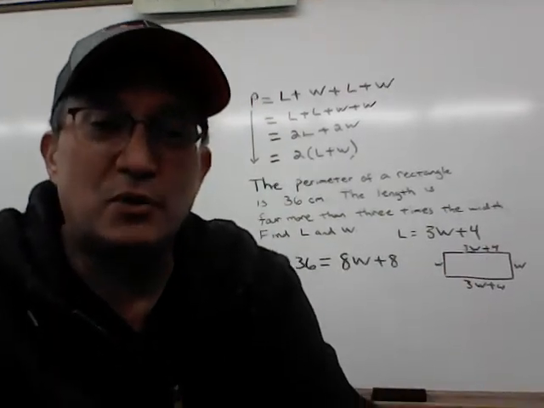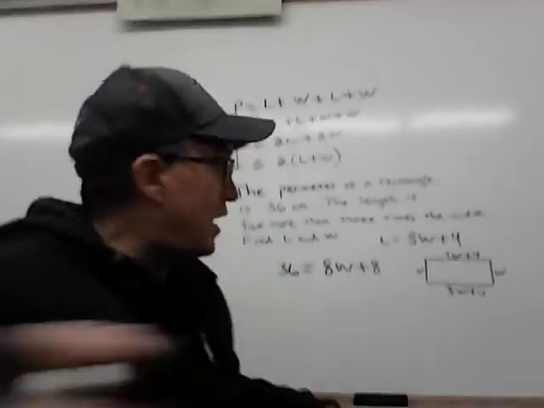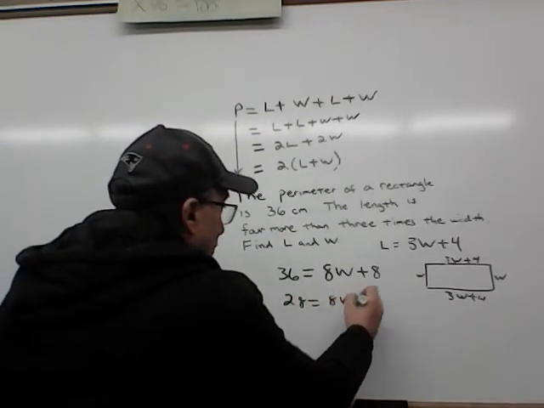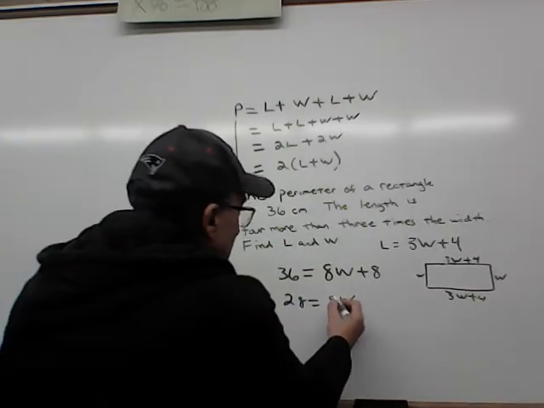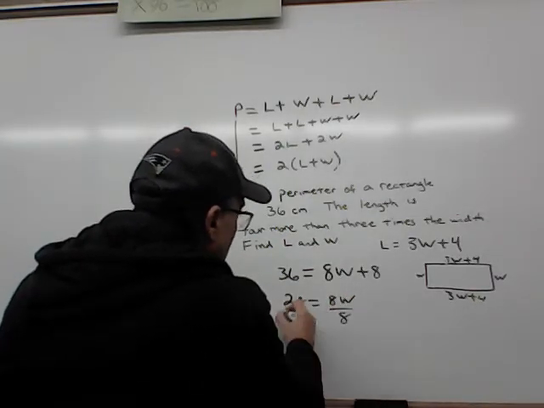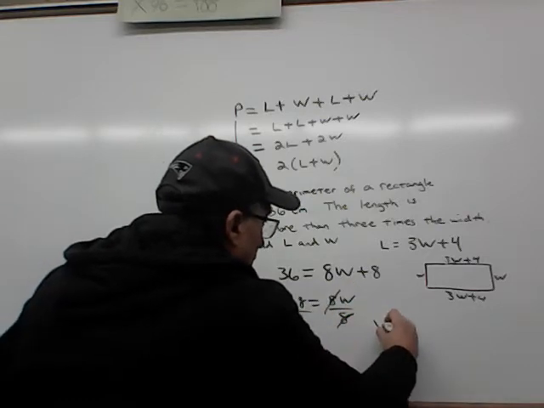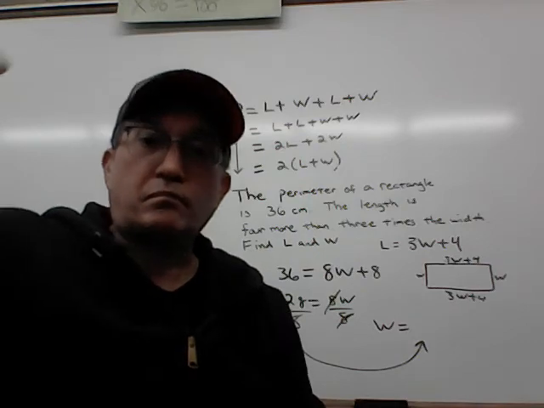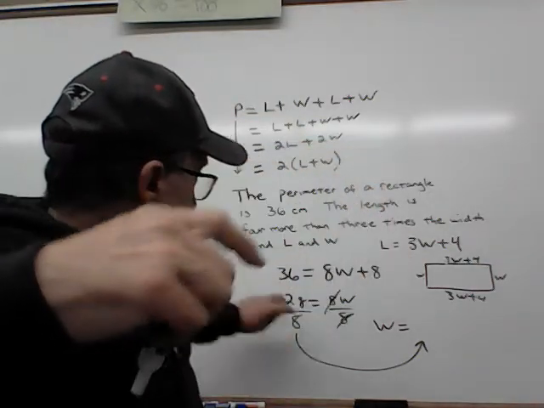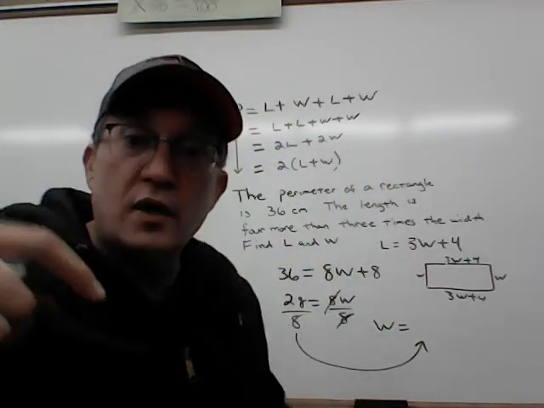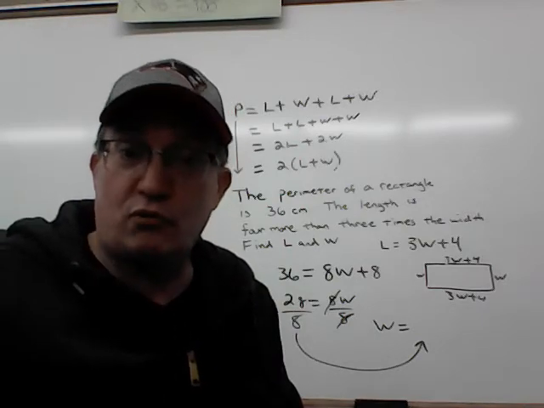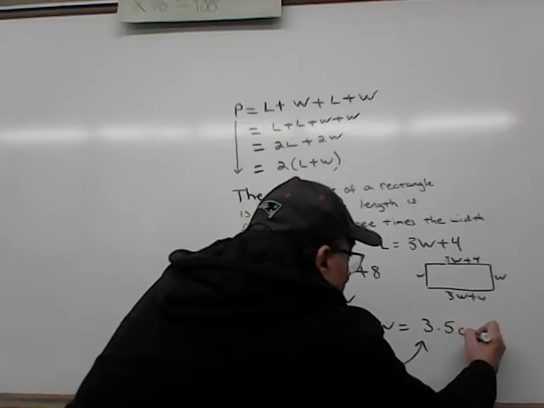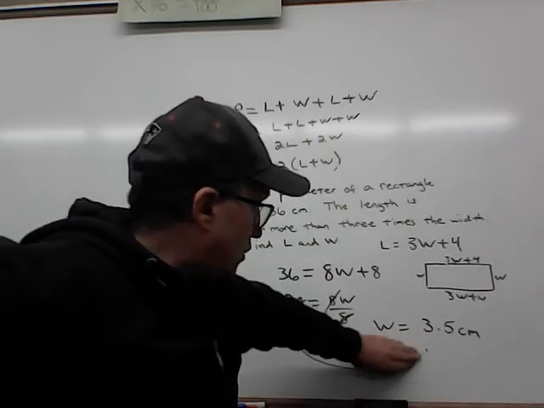Another 2-step algebra equation. We will subtract 8 from each side and get 28 equals 8W. That was subtracting 8 from each side. And now dividing each side by 8, W equals 28 eighths. That simplifies down. Each of these is divisible by 4. Simplifies down to 7 halves or 3 1/2. Let's write it as 3.5 centimeters. So that's the width.